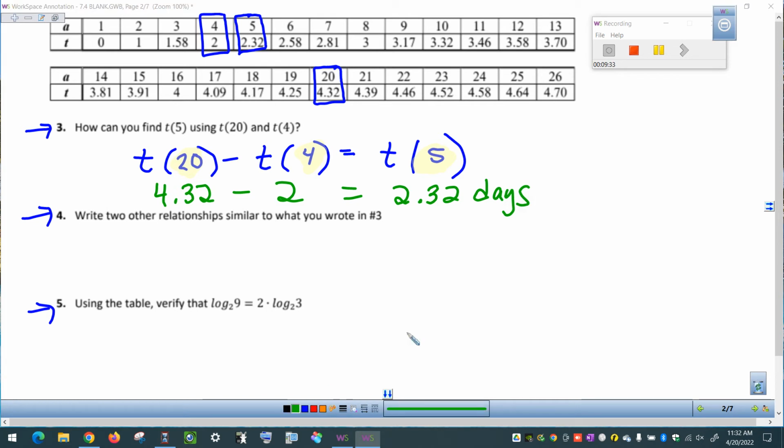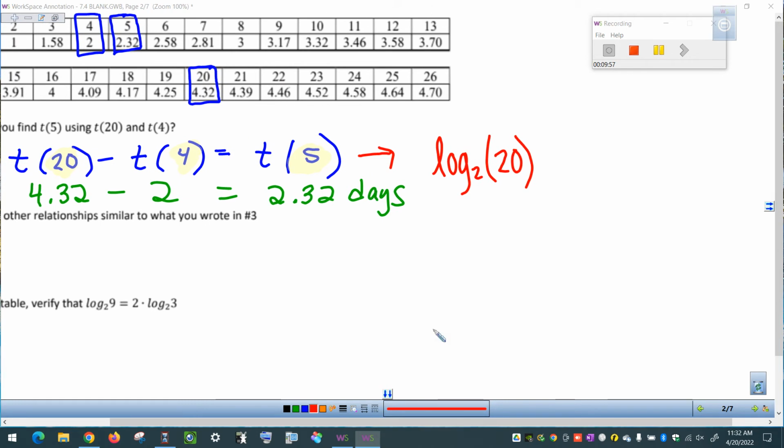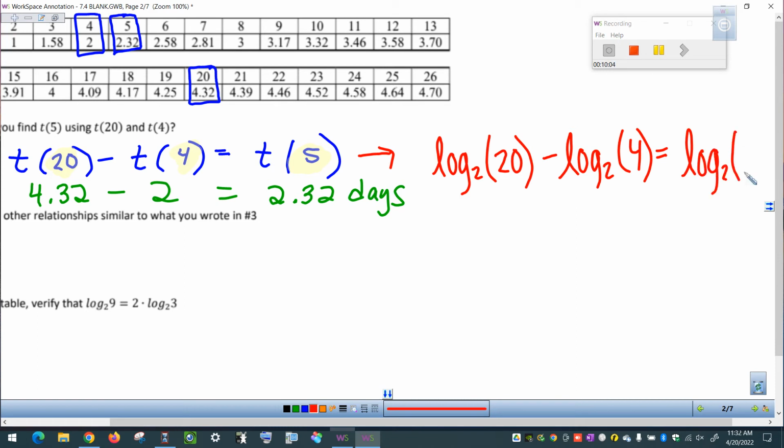All right, and there's other kinds of relationships similar to that we could have found in the table. We're going to go ahead and generalize this, again, off to the side, and we're going to put it into log form. So starting with the first statement here that I wrote in blue, this could really be written as log base 2 of 20, that still means the time it takes to grow to a size of 20, minus log base 2 of 4 equals log base 2 of 5.